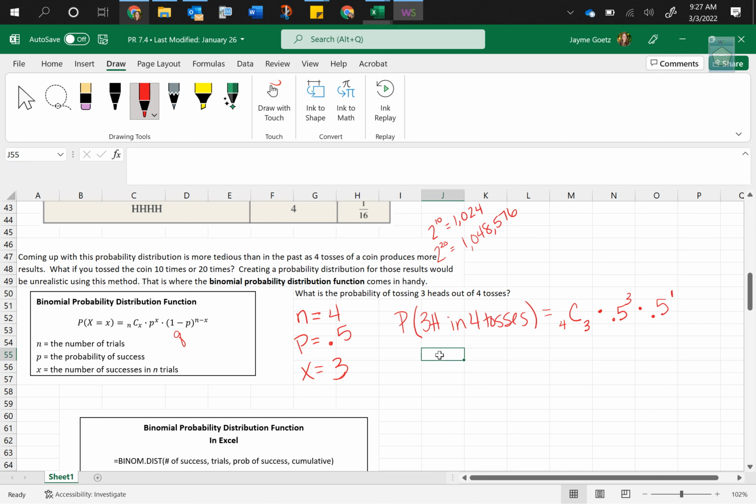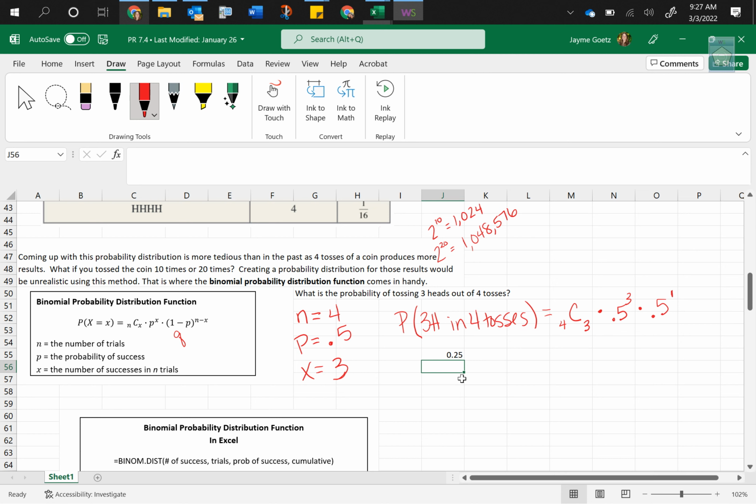And to type that into Excel, you're just going to do it all in one. So we're going to hit equals, and we're going to have combination of 4 choose 3, and then we're going to close that parenthesis, and I'm going to multiply that by 0.5 to the power of 3, and again I'm going to multiply that times 0.5 to the power of 1. And what should we get again? 0.25? Did we get that? Okay, so the probability of tossing 3 heads out of 4 total tosses is 0.25. You have a 25% probability.